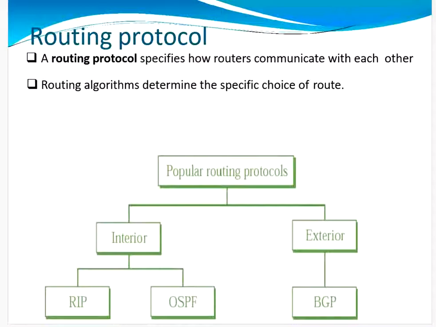We can see in this flowchart there are different popular routing protocols. Popular routing protocols are divided into two types, that is the interior and exterior protocols. In the interior protocols we are considering the RIP and OSPF protocols. We have to focus on OSPF today in this session, that is the Open Shortest Path First.